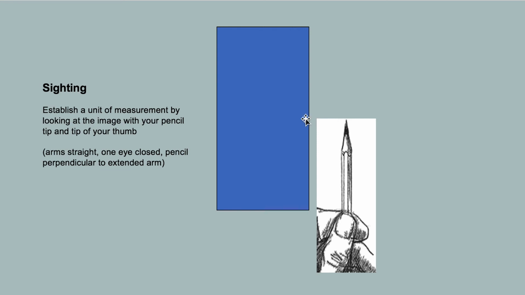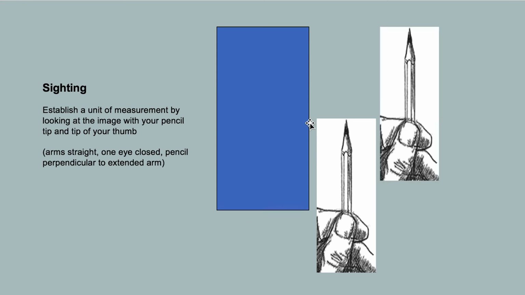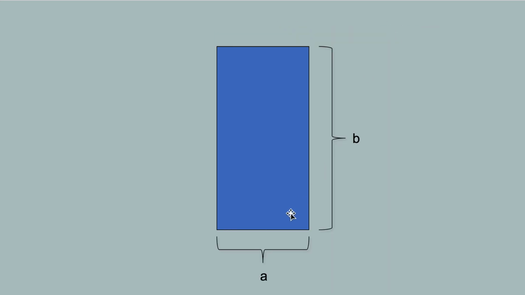So one way to do that is to just look at the object right here, and then slide your thumb up so it lines up right there. And what you get is this. Exactly 2 widths. So one way of talking about the relationship between the width of this rectangle and the height of the rectangle is that the height is 2 widths.